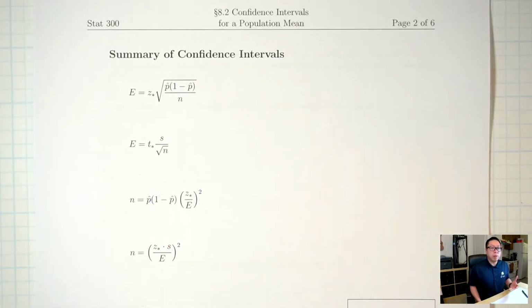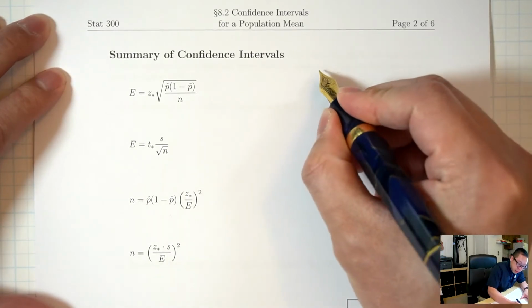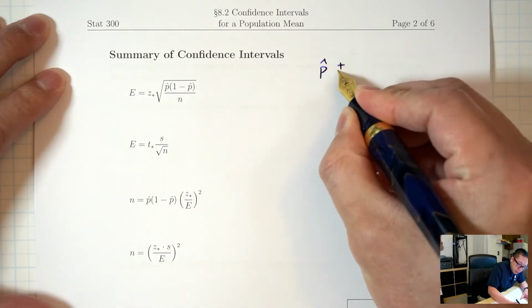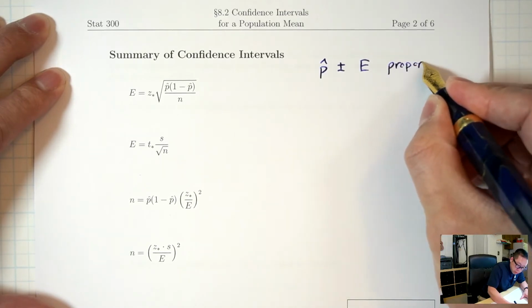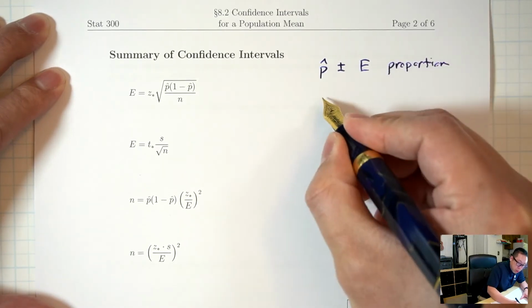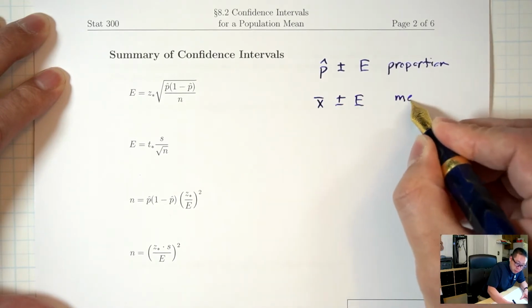Since we'll be dealing with both means and proportion situations in this section, what I want to do on this page is just collect all the formulas that I'll need here. This is going to serve as my cheat sheet for chapter 8. So for confidence intervals, the end product we want is either going to be p hat plus or minus e in the proportion situation, or x bar plus or minus e in the mean situation.